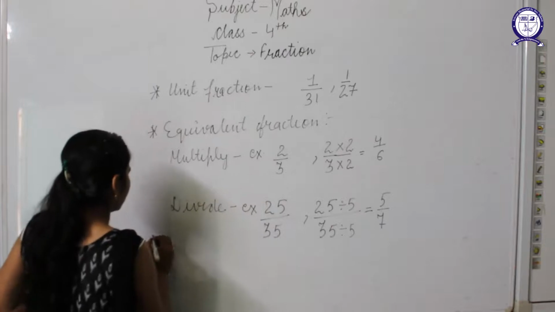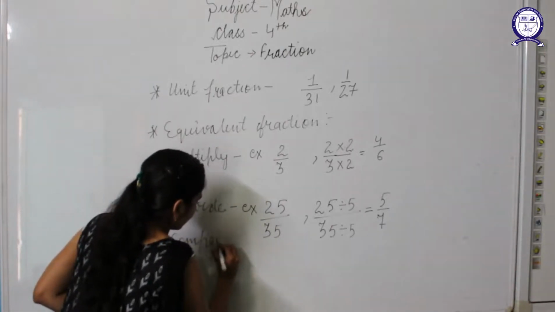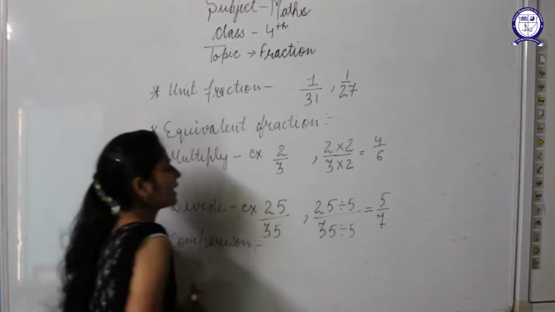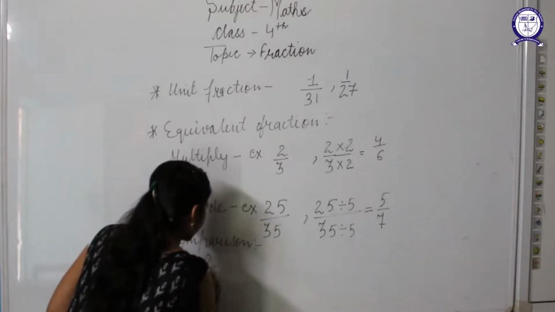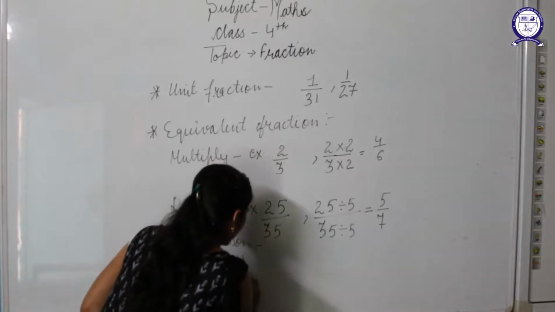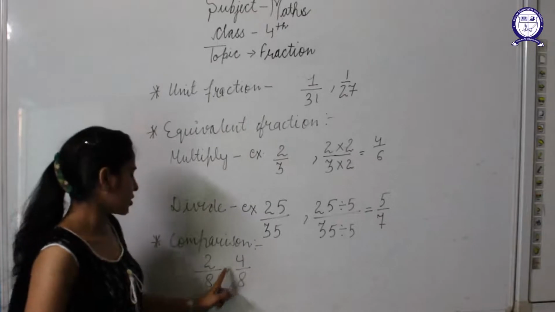Now comparison. Comparison of like fractions. Now students, in like fractions we know that the denominator is the same. So in comparison we need to find out which one is greater and which one is smaller. So we will compare the numerators of both the fractions, students.